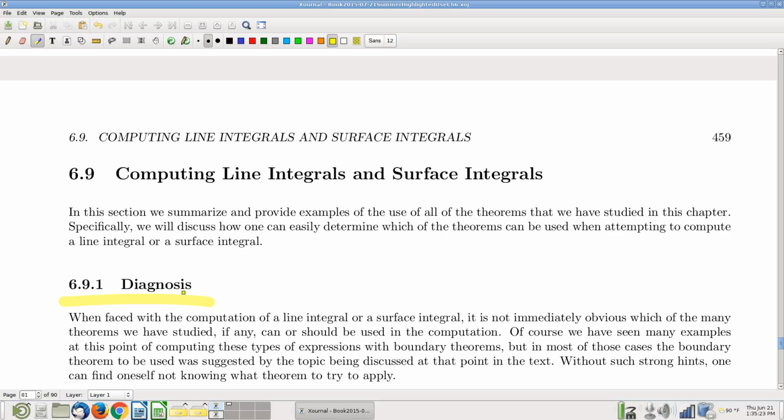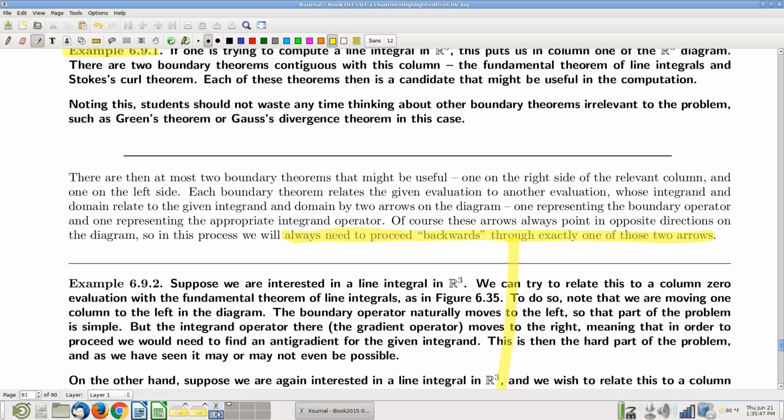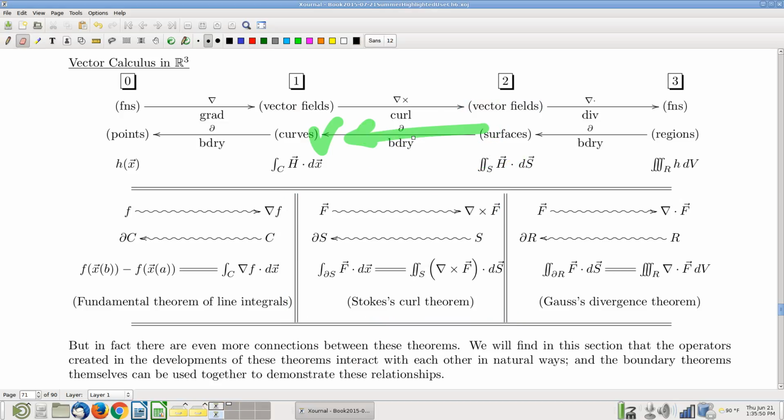So very often textbooks will make a list of questions, and it's deceptive to the students because the textbooks will not make students actually diagnose, actually figure out, wait a minute, what kind of a problem is this? So I want to talk a little bit about how to diagnose, and it's pretty much a matter of looking at the diagram and making appropriate inferences. So for example, let's suppose we're in R3. Let me rephrase that. Suppose you've been asked to compute a line integral.